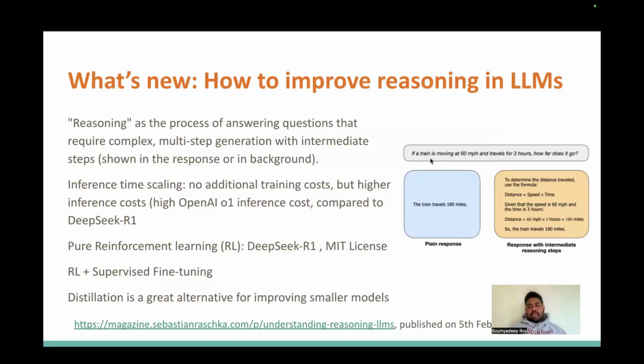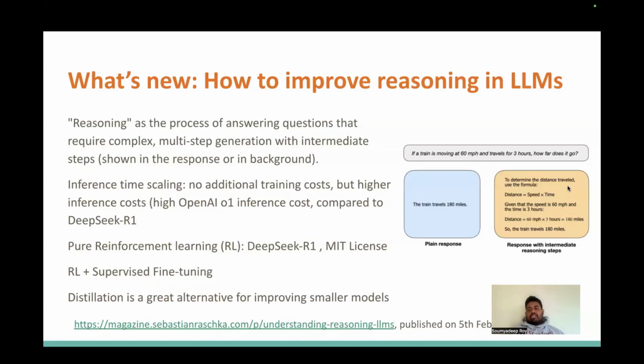But if you have this math arithmetic problem, that if a train is moving at 60 miles per hour and travels for 3 hours, how far does it go? So this involves multiple steps, right? If you do not use a reasoning model, it will just say the train travels 180 miles. But if you give it to the reasoning model, in the response it has the intermediate steps written. These intermediate steps are known as reasoning traces formally, right?